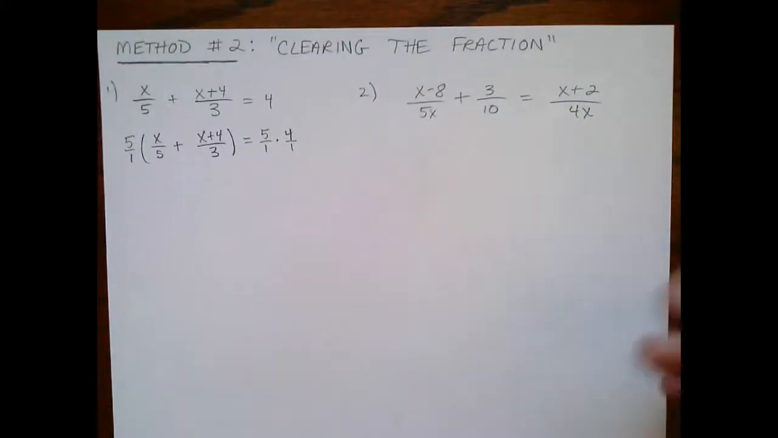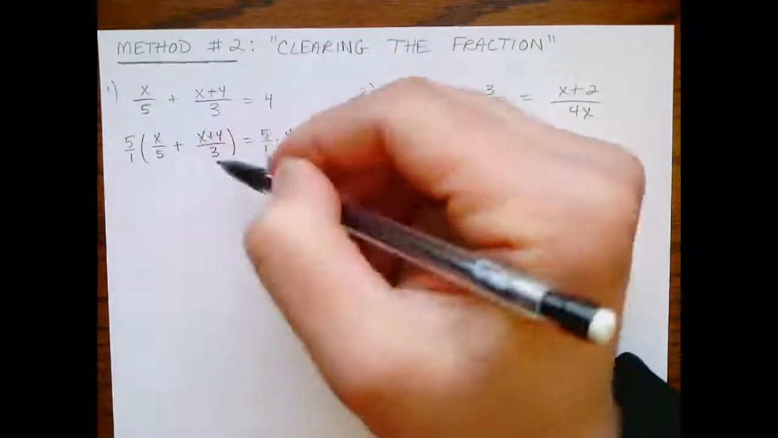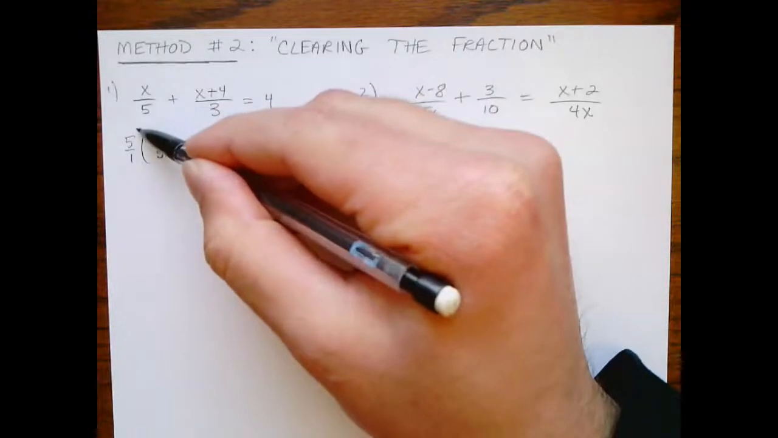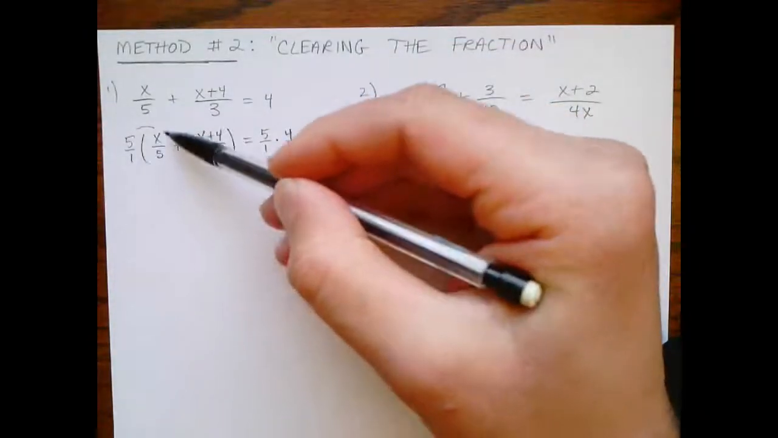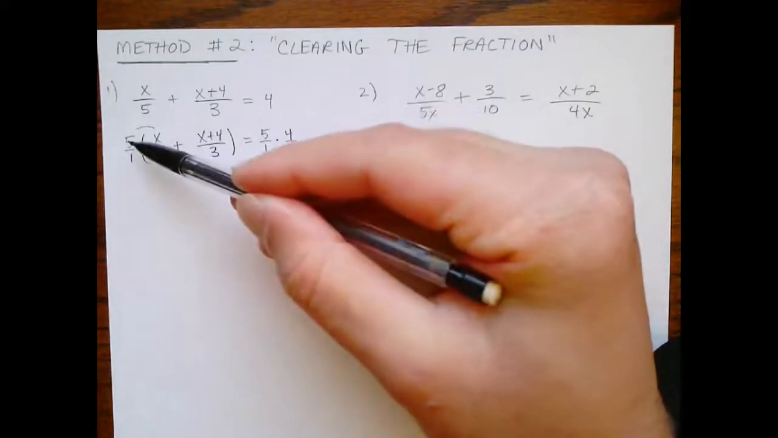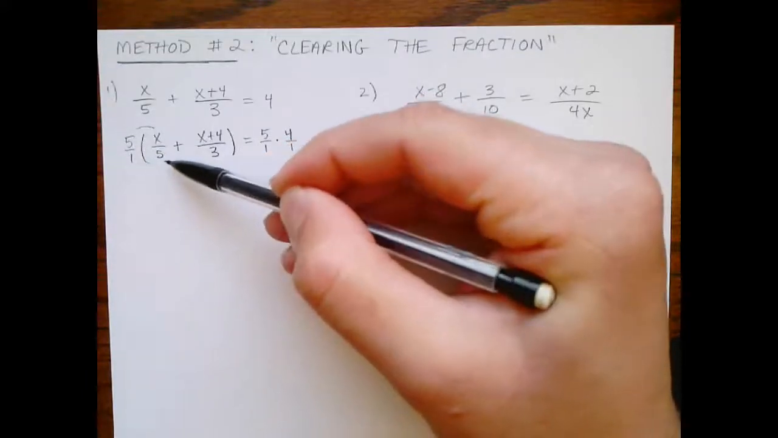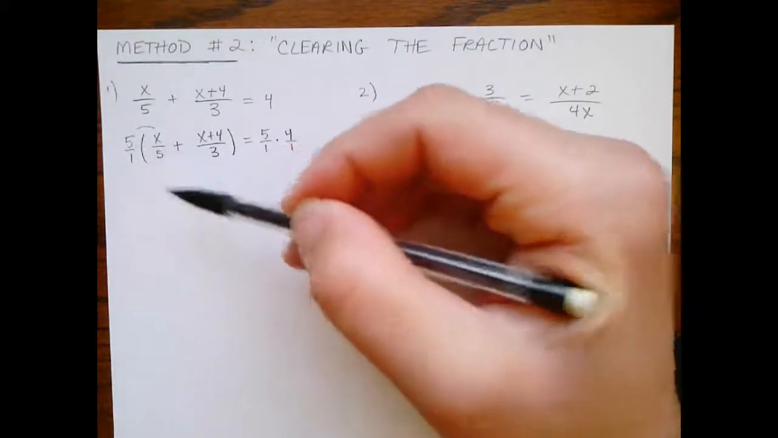Well, how did that help, Mr. Z? How did it clear the fraction? That's a great question. So now that I'm multiplying this left-hand side by 5, I'm going to distribute this 5 over 1 in here. So then what would this first term look like? Well, if I'm multiplying fractions, they multiply straight across. 5 times x is 5x. 1 times 5 is 5. I would have 5x divided by 5.